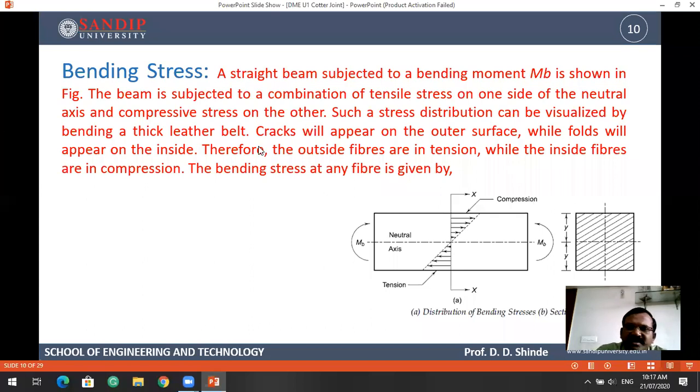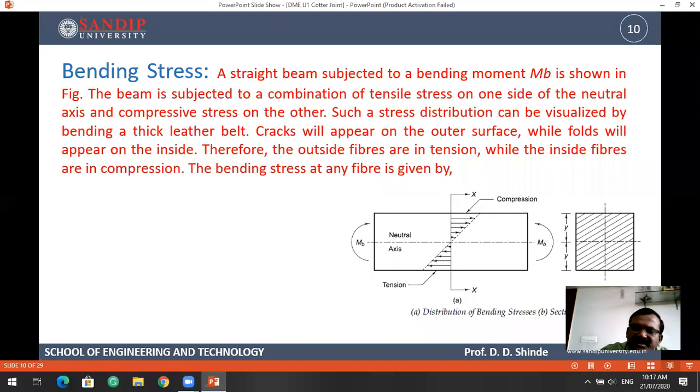bending a thick leather belt. Cracks will appear on the outer surface while folds will appear on the inside. Therefore, the outside fibers are in tension while the inside fibers are in compression. The bending stress is shown here. So when you are bending a rectangular rod, you can see that on the inner side there will be compression and at the outer side there will be tension.